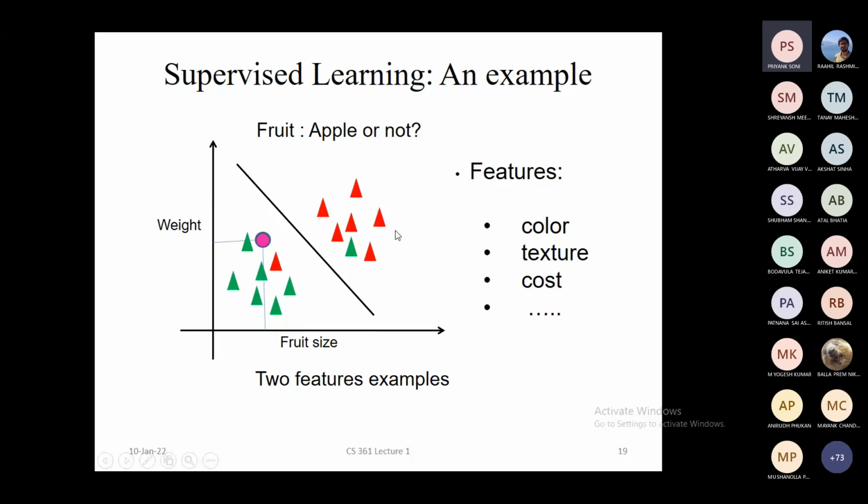But in this example, the feature space is weight and size. These are two-dimensional features, which is very easy for drawing. So these data points are two-dimensional data points. But it may be an n-dimensional feature space, where each data point is an n-dimensional vector.